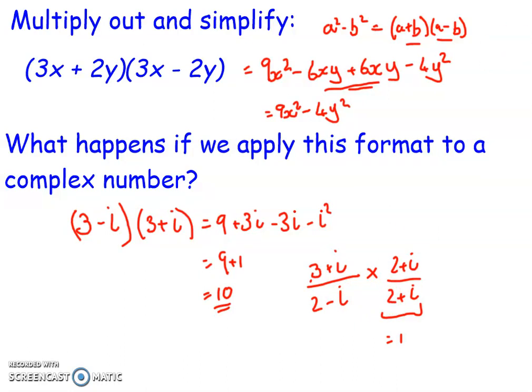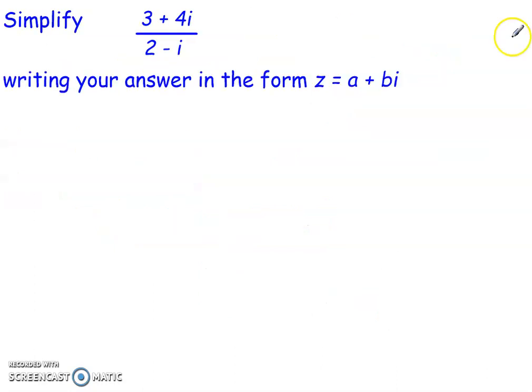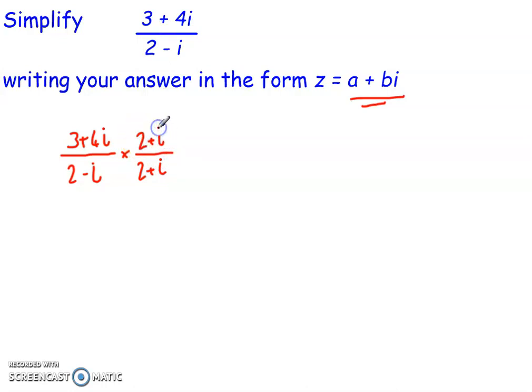So let's go back to the example I showed you at the start and have a look at how we'd apply it to that. Let's imagine I want to simplify (3 + 4i) over (2 - i), and I want to write my answer in the format z = a + bi. Well, the first thing I'd do is ask myself, what is the complex conjugate of the bottom? It is the conjugate of 2 - i, which would be 2 + i. So I'm going to multiply the top and the bottom by 2 + i.